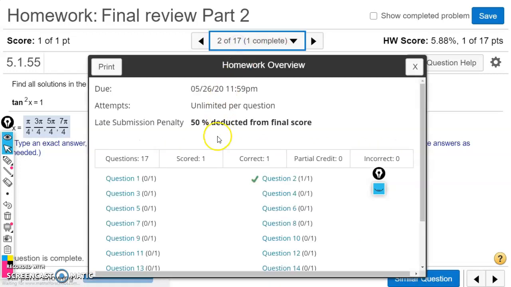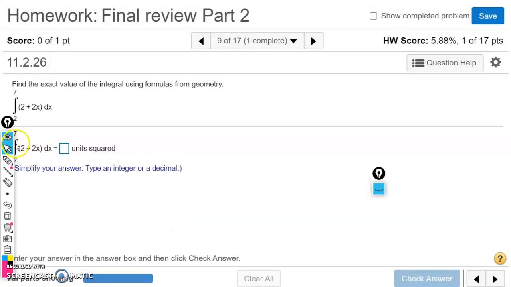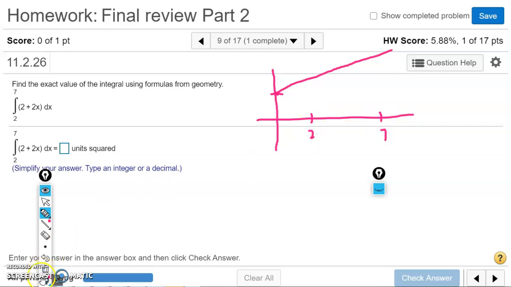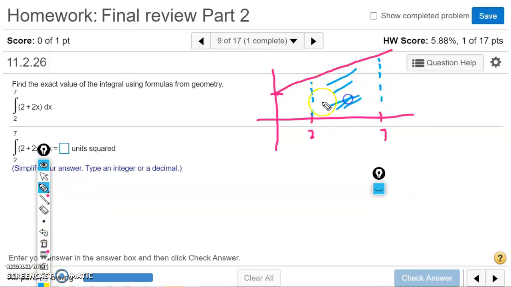Let's see, I can find number 9. So here you're doing an integral from 2 to 7 of 2 plus 2x. So this is a good one where you want to think, I have area underneath a line, 2 plus 2x. It's going to be an increasing slope, so it's going to go up like this. And you're going from 2 to 7. So you're basically doing the area right here, bounded by this and this, all the space in this region here.